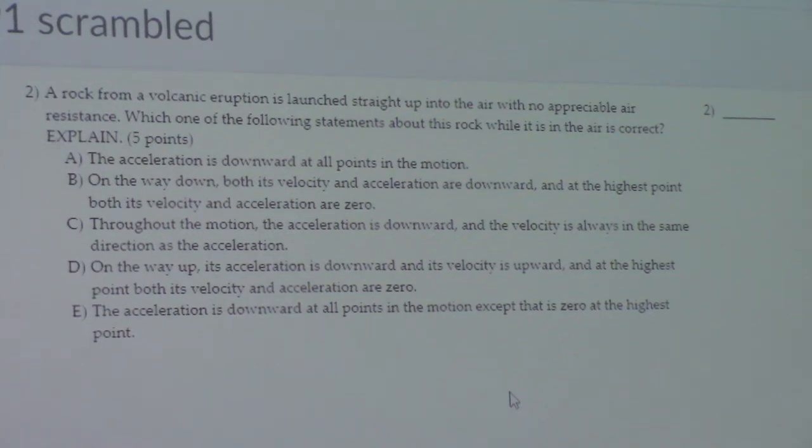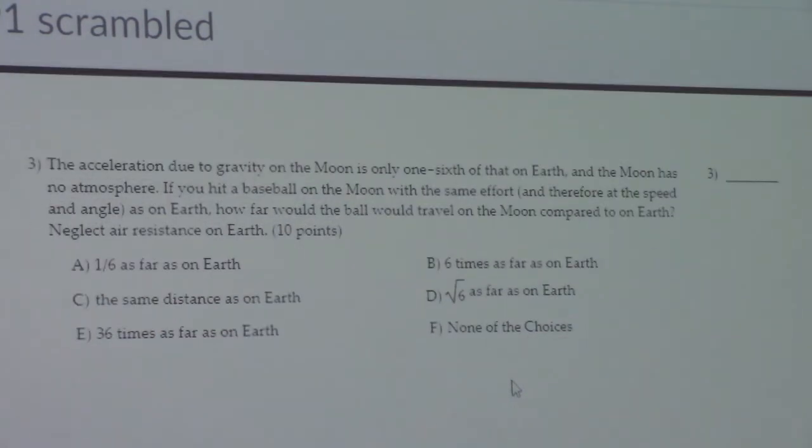All right. So you'll see something similar to that. The acceleration due to gravity on the moon is 1/6 of that on the Earth. And the moon has no atmosphere. If you hit a baseball on the moon with the same effort and therefore the same speed and angle as the Earth, how far would the ball travel on the moon compared to the Earth? Okay, so this goes back to the projectile motion chapter.